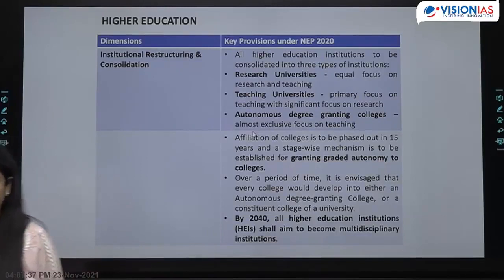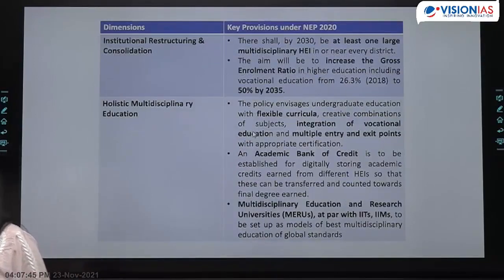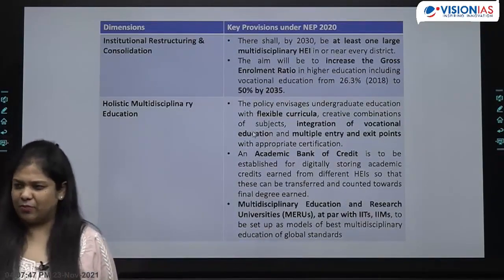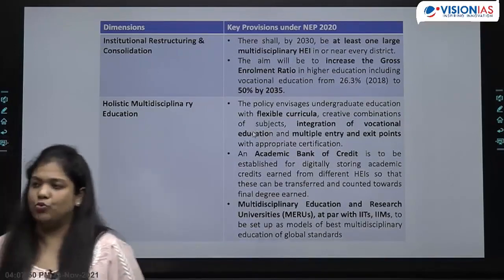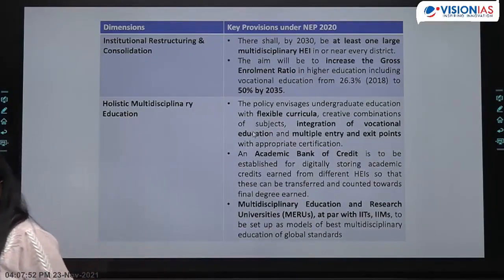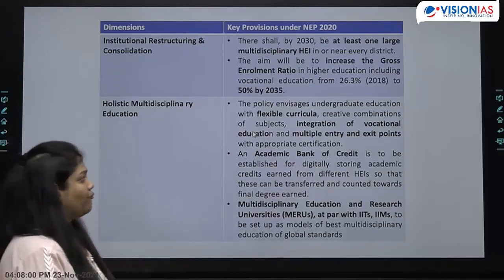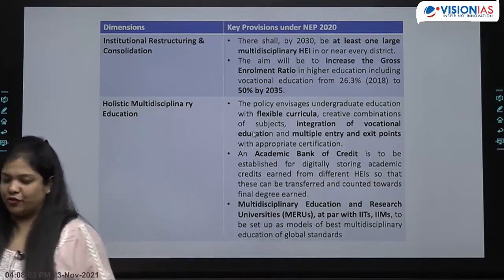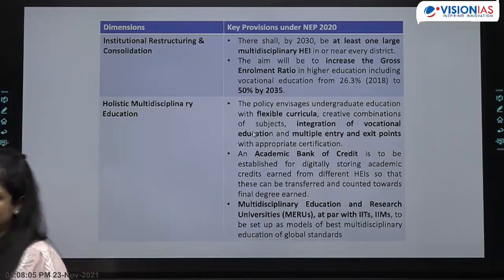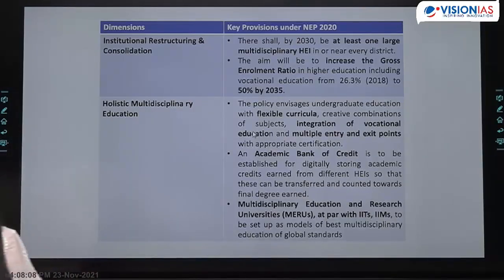हमारा target है by 2040 all the higher educational institutions should become multidisciplinary. Our target is currently the gross enrollment ratio is 27%, 27.1%. So हमारा target है to increase it to 50% by 2035. There are provisions of multidisciplinary as in the curriculums, there is provision of multiple entry exit point, there is provision for academic bank of credit, there is provision of creating MERUs, that is multidisciplinary education research universities which are at par with IITs and IIMs.